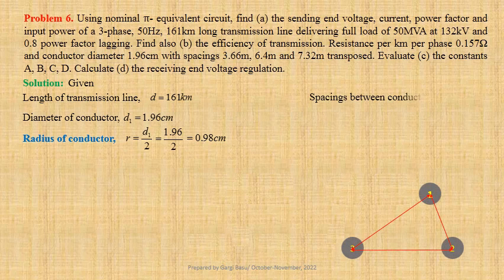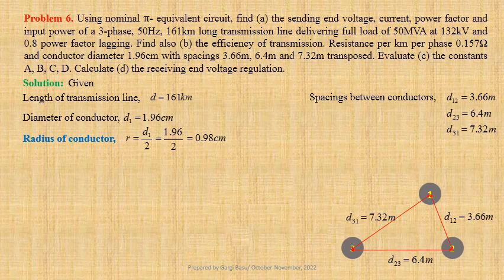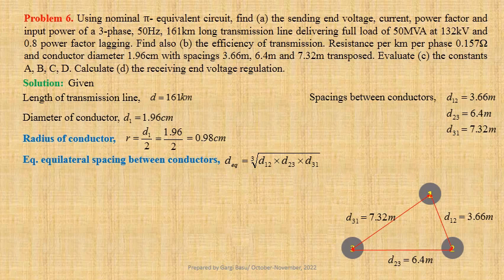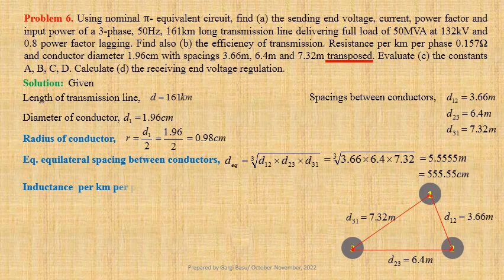Spacings between the conductors D12 equals 3.66 meter, D23 equals 6.4 meter and D31 equals 7.32 meter. Let us now calculate equivalent equilateral spacing between the conductors. DQ equals cube root of D12 into D23 into D31. Using values we get cube root of 3.66 into 6.4 into 7.32. That gives us 5.5555 meter or 555.55 centimeter.